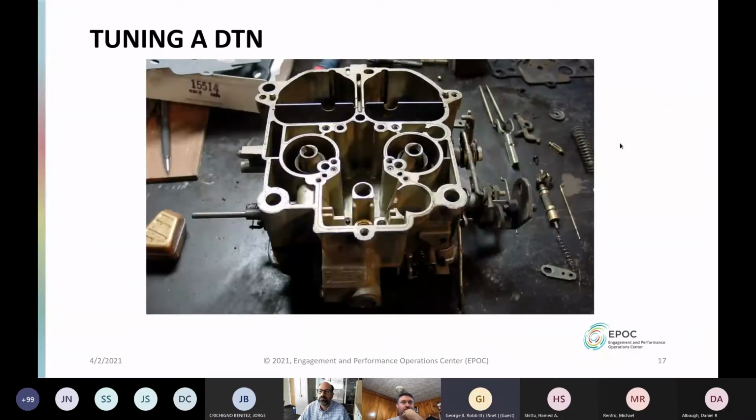Diving into all of that, tuning a DTN. I'm showing a Quadrajet Rochester carburetor that I did a rebuild kit on to change out the Bakelite float to a brass float. A lot of moving parts. There's a lot of pieces. Communicate.